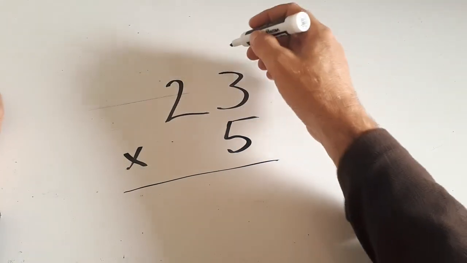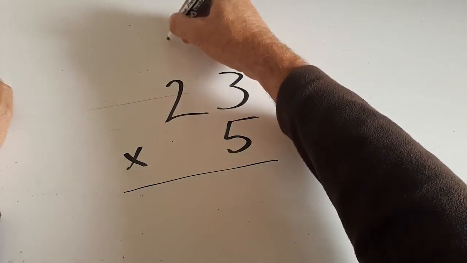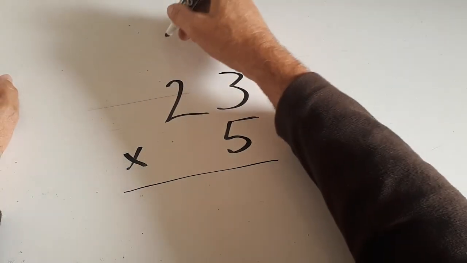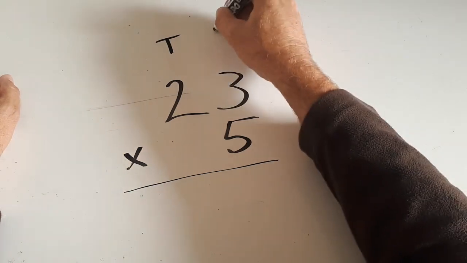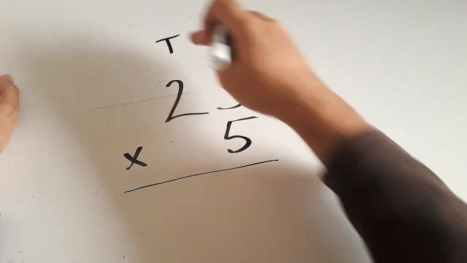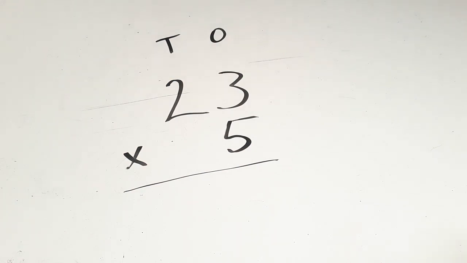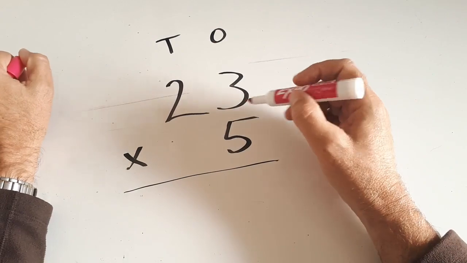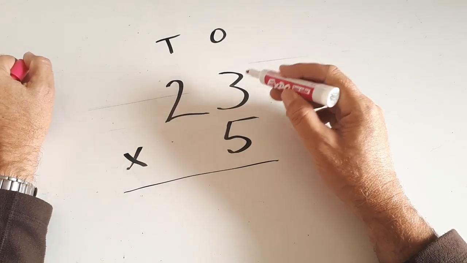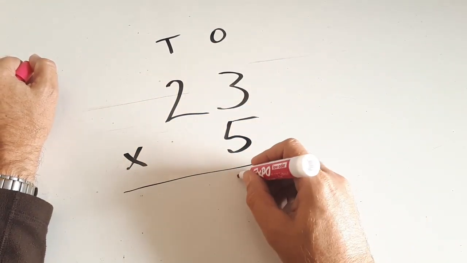So we start with our ones column. As you know from other times when we've talked about numbers, we talk about place value a lot. So these are the ones and these are the tens. Just quickly change color. So we're going to multiply the ones first. 5 times 3 is 15. I'll put the 5 there.